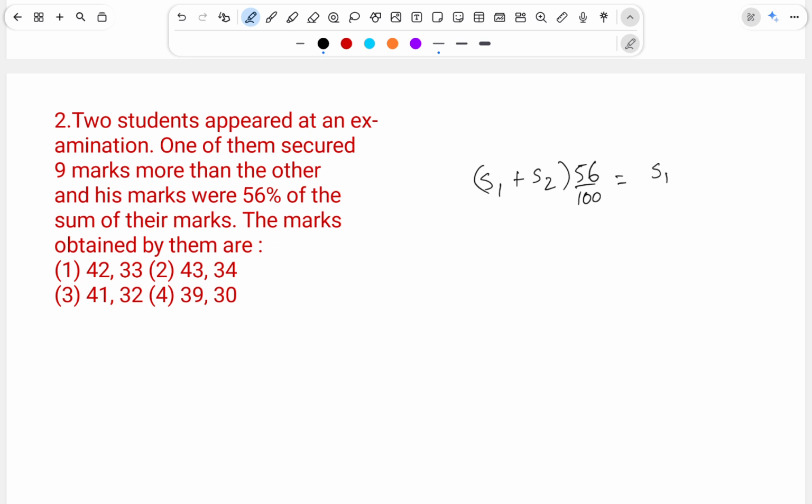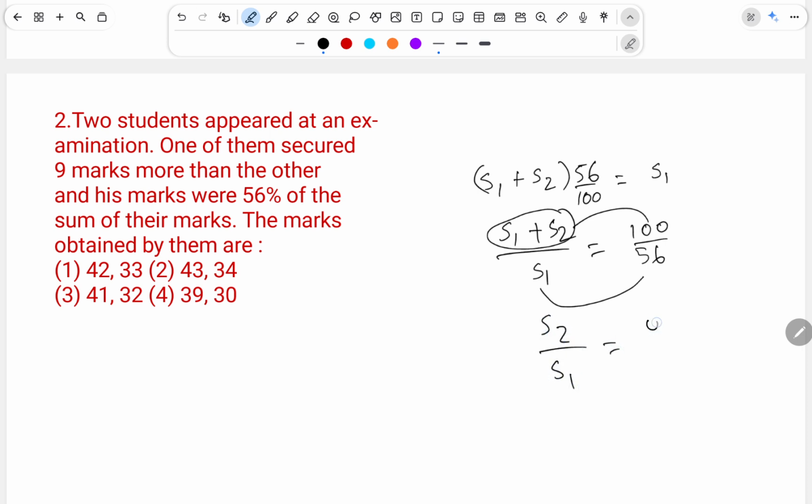Sum of their marks together is S1 plus S2, given that. Now, S1 plus S2 by S1 is equal to 100 by 56. But this is together. Together is 100 parts. S1 alone is 56. Then S2 by S1 is equal to 44 by 56, which is 11 by 14. The gap between them is 3 parts. In the question, the 3 parts is given as 9 marks, because one of them secured 9 marks more than the other. So 3 parts is 9 marks.